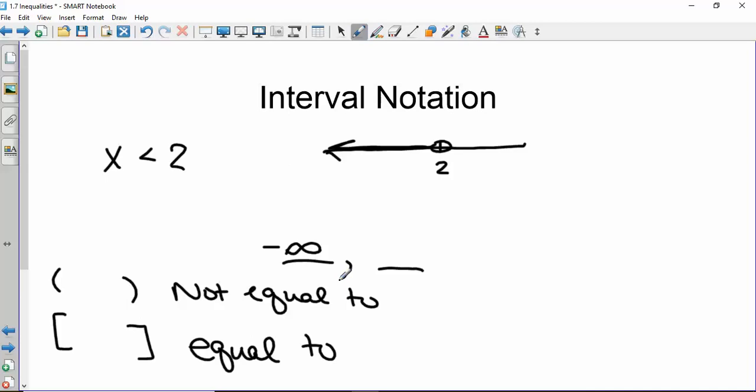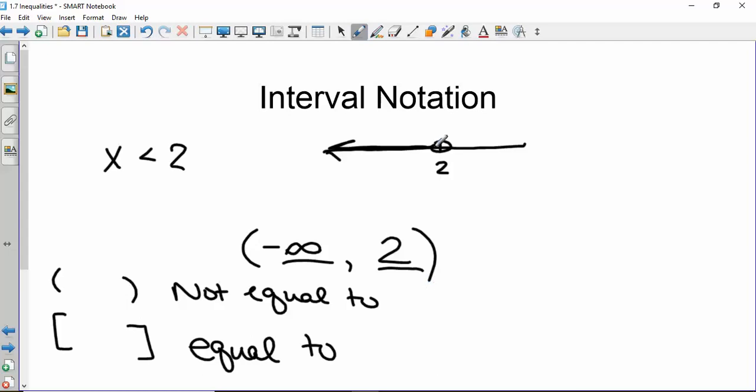Now, infinity is not an actual number. So can you equal infinity? No. So if we can't equal, we use a parenthesis. So it's parenthesis, negative infinity, comma. My stopping point. We stop when we get to 2. We were not equal to 2, so would it have a parenthesis or a bracket? Parenthesis. If we're going forever in the positive direction, that's just a positive infinity.